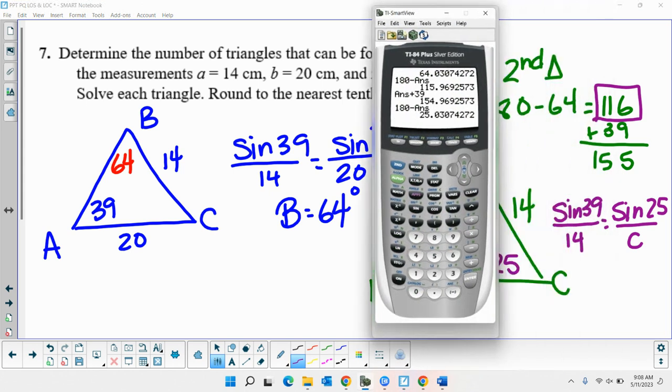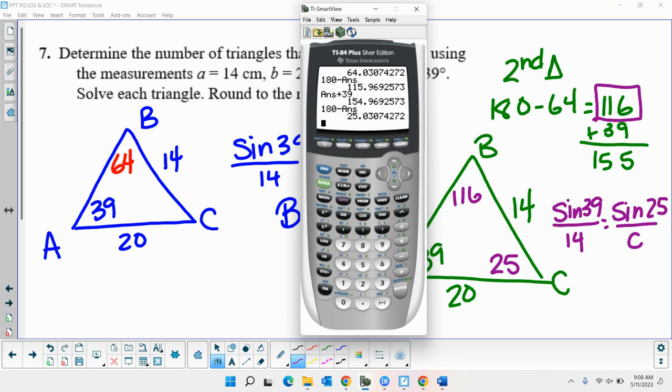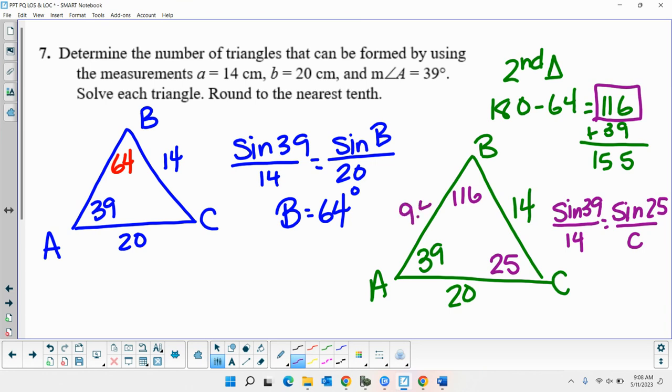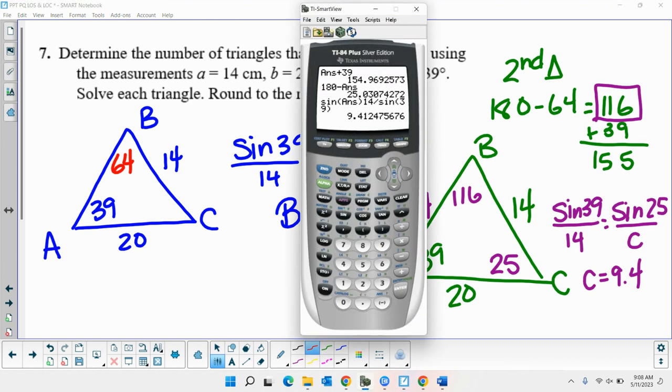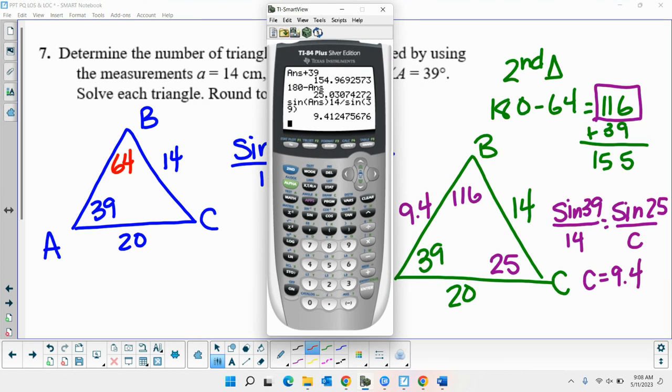All right. Move over for a sec so I can see that. So I got the 25 in there, so I'm going to take the sine of that answer, times 14 divided by sine of 39, and I get 9.4. So that's second one's done. So then I go back and I finish the first one. That's how I do it. You don't have to do it like I do it. I just try to save myself some time because the stuff's already in the calculator.